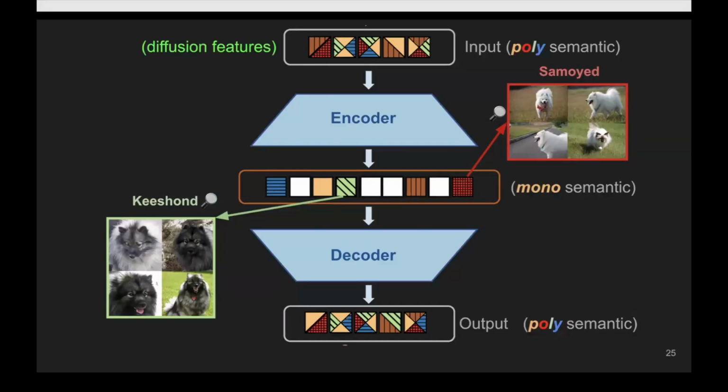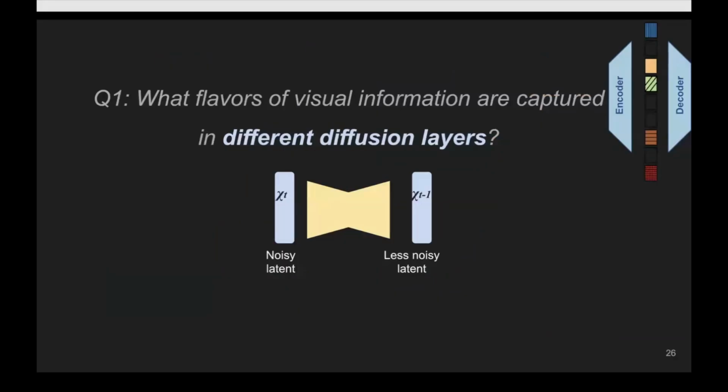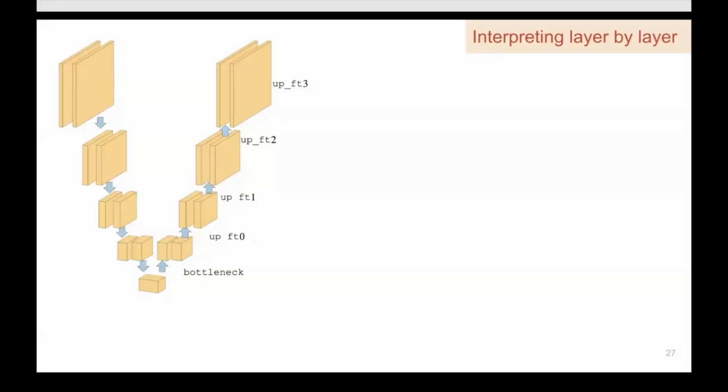So we looked at Stable Diffusion 1.5, 2.1, and Flux. So what flavors of visual information are being captured in different layers? That was the first question. I'm using a UNet-style architecture, but DiT and Flux, even if they're transformer based, are just a sequence of blocks of different resolutions. So the notation here corresponds to UNet, but it does apply to other architectures as well.